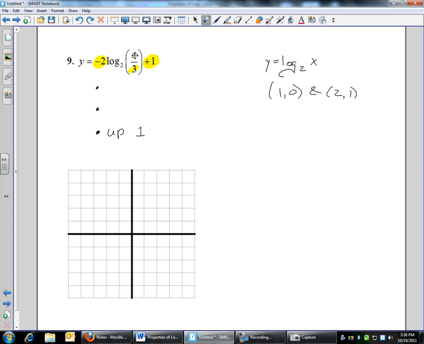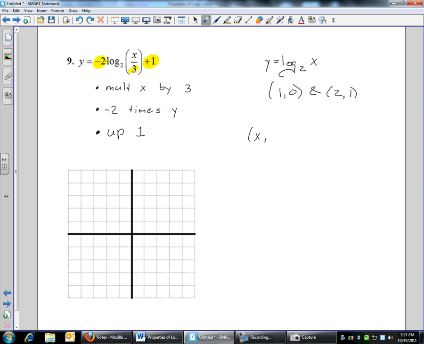Now I see x divided by 3. That means it's going to affect the x's, but we'll do the opposite. So instead of x divided by 3, I'm actually going to multiply my x coordinates by 3. It's inside the parentheses, you do the opposite. Now negative 2 is on the outside, and that's negative 2 times the log. That's going to affect the y's, negative 2 times my y coordinates. I'm going to multiply my x's by 3. I'm going to multiply my y's by negative 2. Then I'm going to shift up 1, and I always do my shifts last.